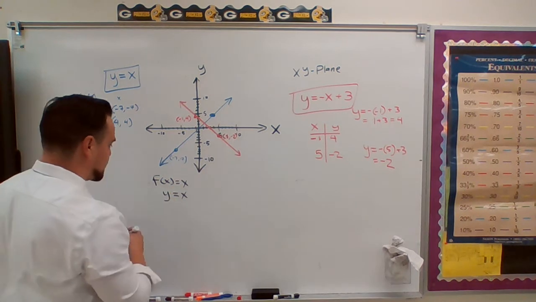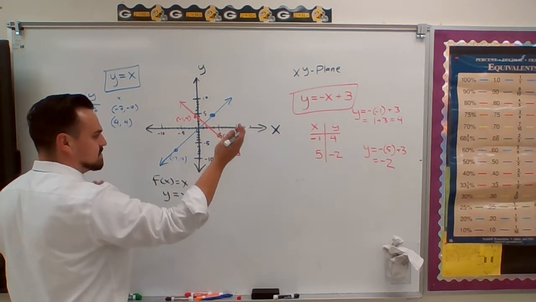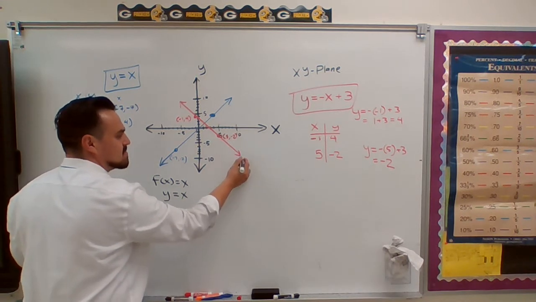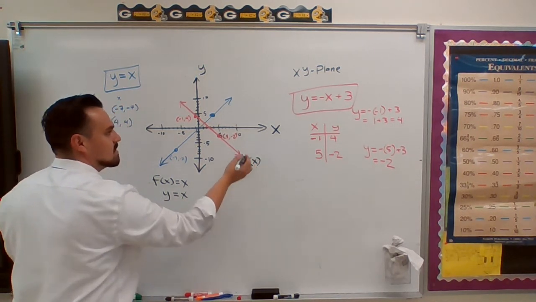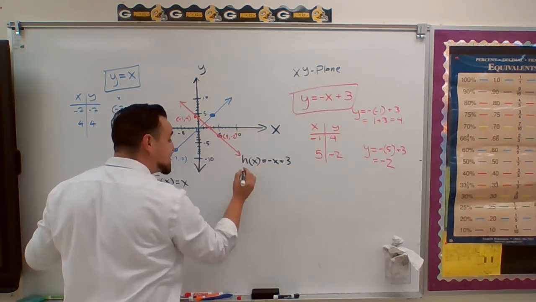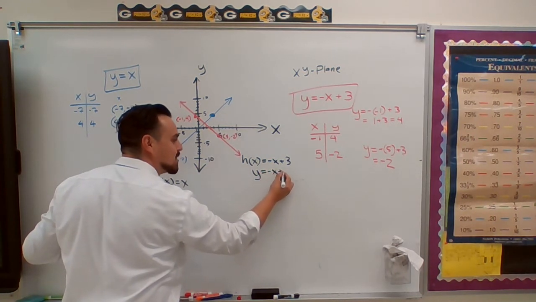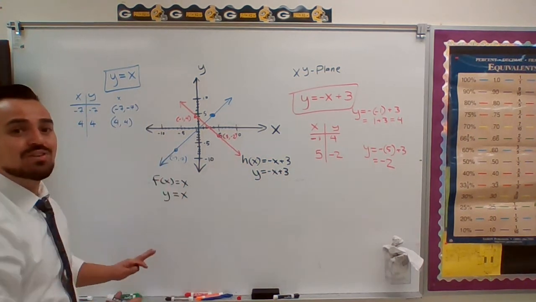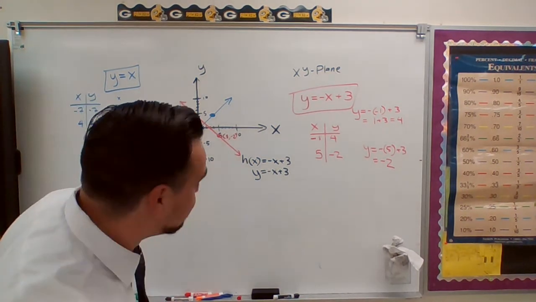And, of course, over here, same thing. I can make up a different function, let's say g of x or h of x. It doesn't matter. Go with h of x. H of x here is equal to negative x plus 3. This is the same thing as saying y is equal to negative x plus 3. It's just a different form. And honestly, I kind of like it. And I'll explain to you why.